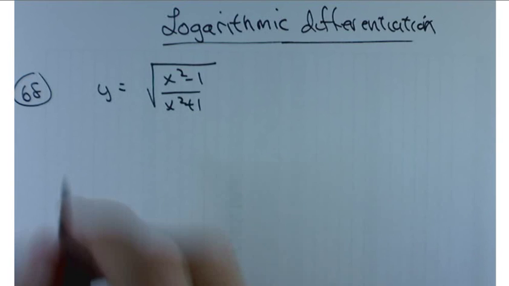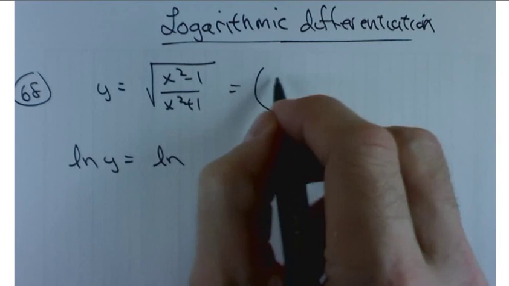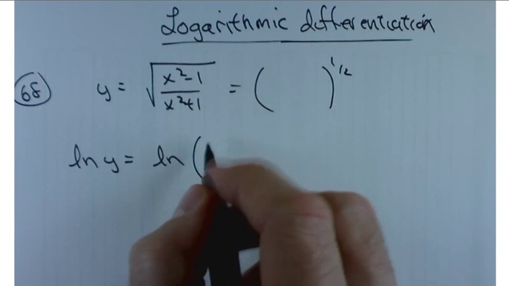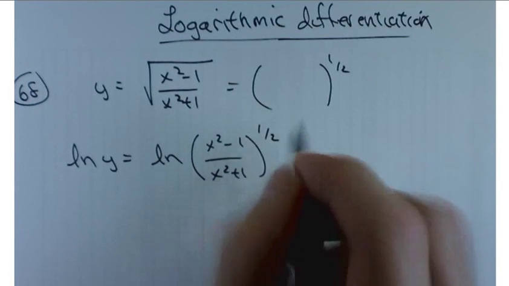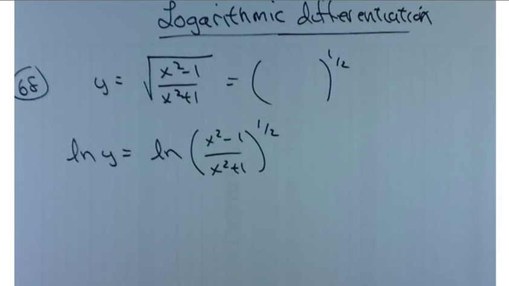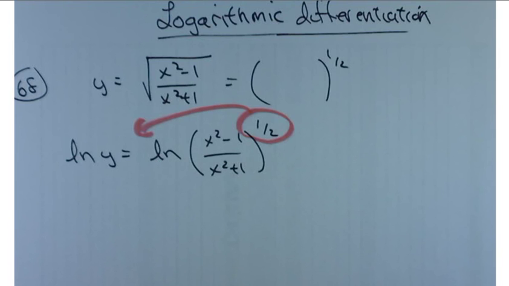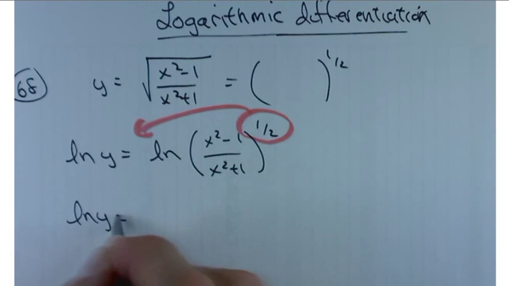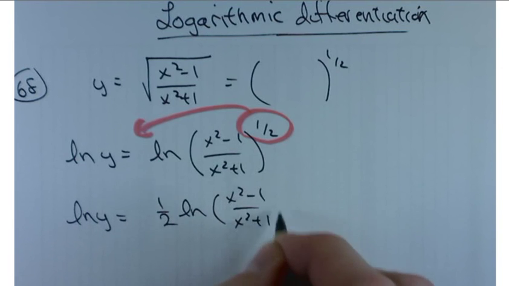Well, let's do this. Let's take the natural log on both sides. And I'm going to write this as something to the 1/2 power. So it's going to be the natural log of x squared minus 1 over x squared plus 1 raised to the 1/2 power. The idea here with logarithmic differentiation is first to use as many properties of logs as you can. I always think of this one as the parachute rule, right? The 1/2 can come out in front. So it's 1/2 ln of x squared minus 1 over x squared plus 1.